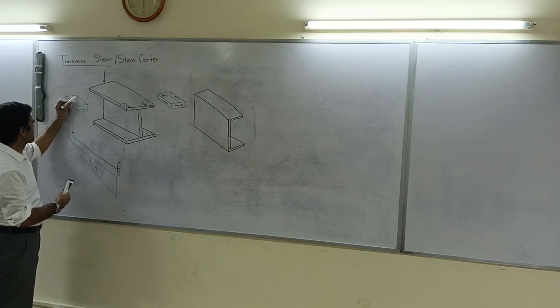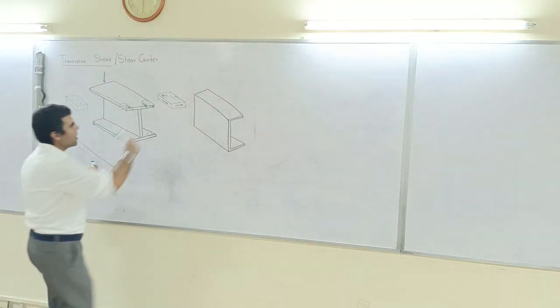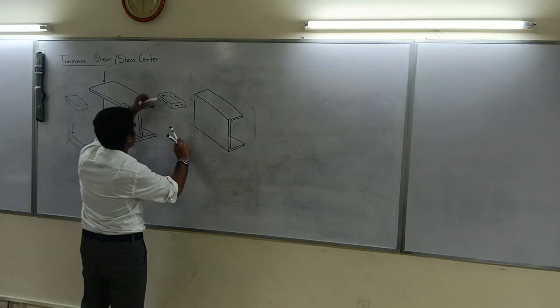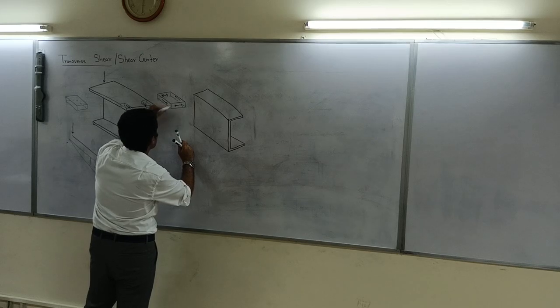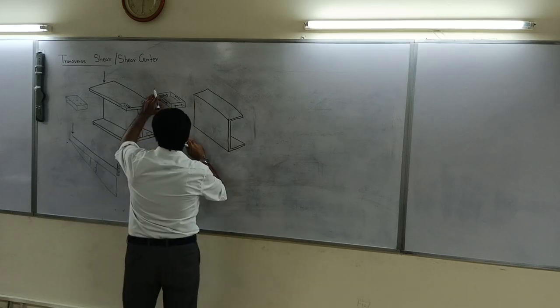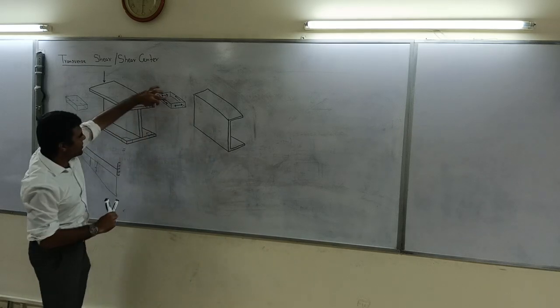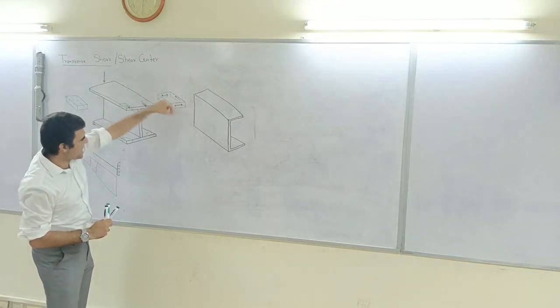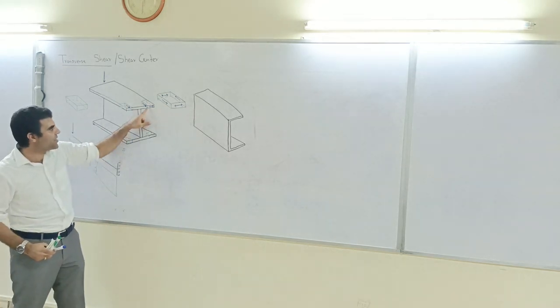So the couple arrows are the same. These are the moment parameters. Yes, this is equal and opposite. This has to be counteracted, so this is in this direction.